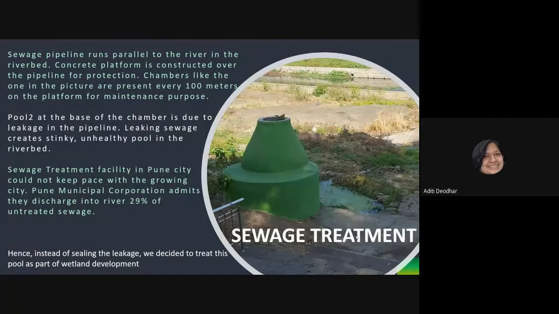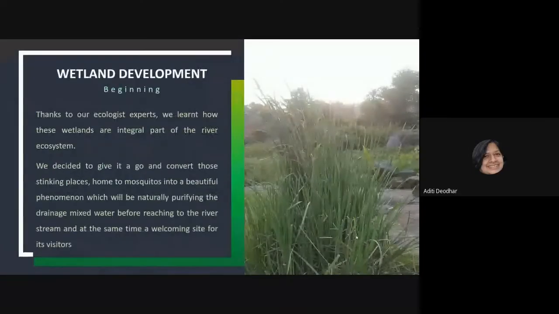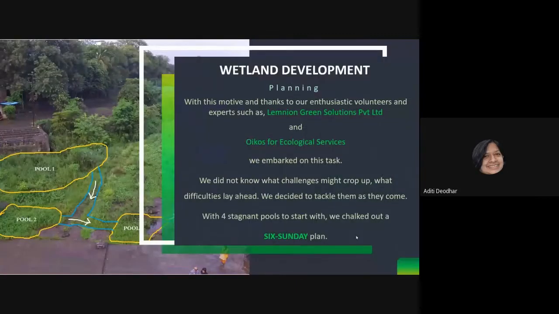Also, there is a sewage pipeline that runs parallel, and here these are some sewage chambers for maintenance purposes. Every 50 meters in the riverbed, we find these sewage chambers. Sometimes these chambers leak, so some sewage was getting mixed with fresh water. So only taking water to the river was not enough. We had to do some water treatment also. So we decided to try this out with the soil and vegetation that is present in the river. You can see the typha here. And so we began our work.